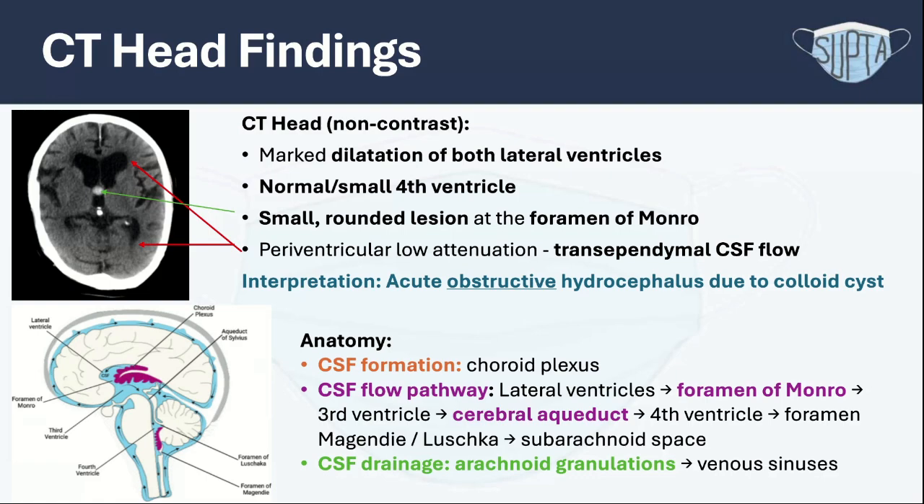From there, it exits through the foramen of Magendie in the midline and the foramina of Luschka laterally. So Magendie is medial and Luschka is lateral. So L for L and M for M. So you can think in that way. It enters the subarachnoid space around the brain and spinal cord, and then gets absorbed by the arachnoid villi or granulations into the dural venous sinuses.